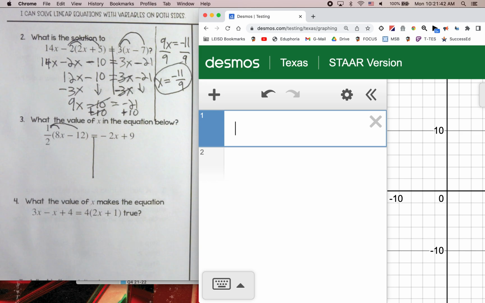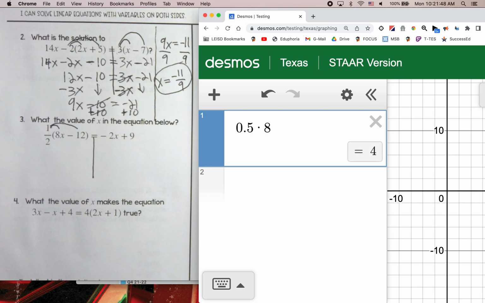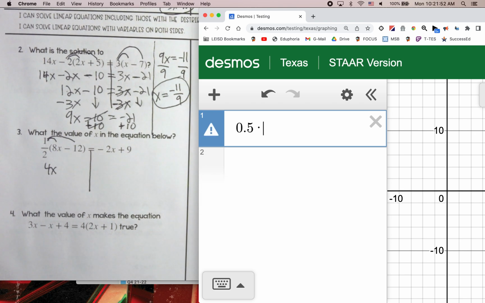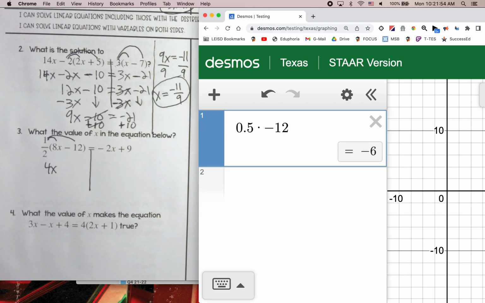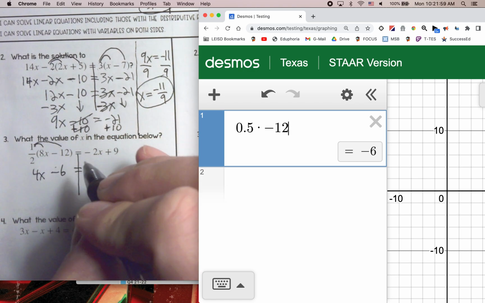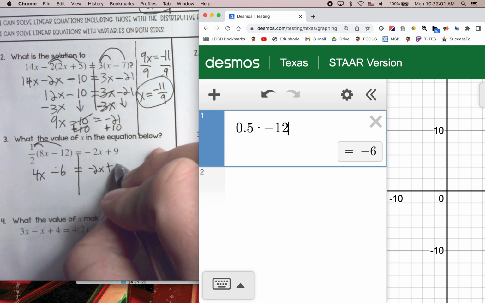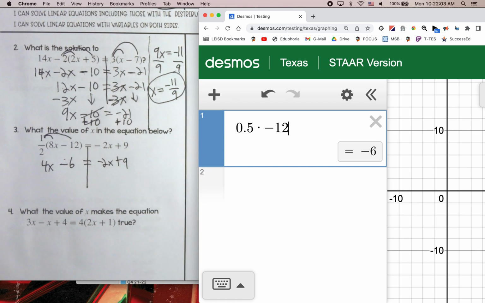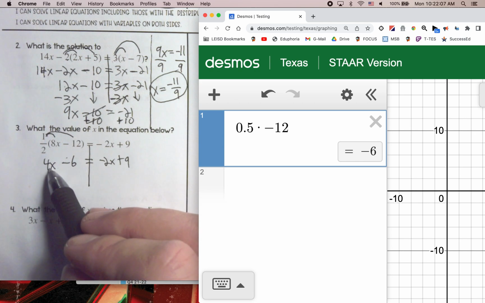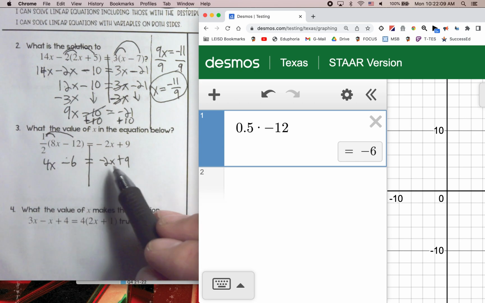Okay? So, I'm going to say 0.5 times 8 is 4. So, times 4, 8x would be 4x. And then 0.5 times negative 12 is minus 6. Okay? And I still got that negative 2x plus 9. Next step is to see if we can combine like terms. Well, 4x minus 6 are not like terms. That one has an x. Minus 6 doesn't. Negative 2x plus 9 are also not like terms.